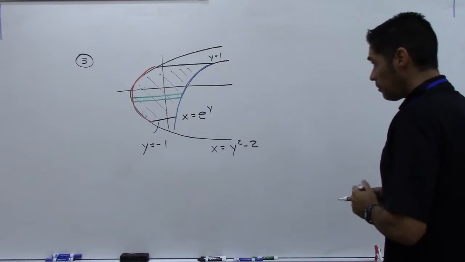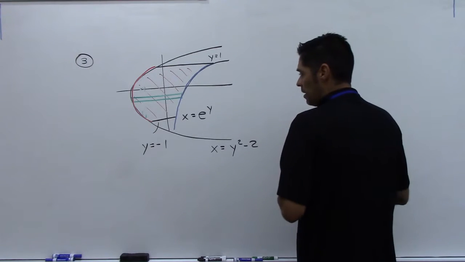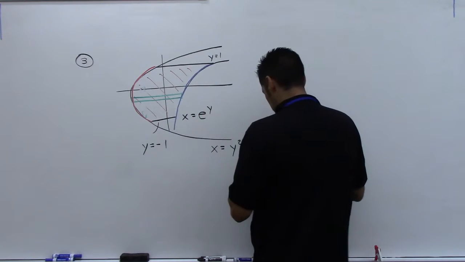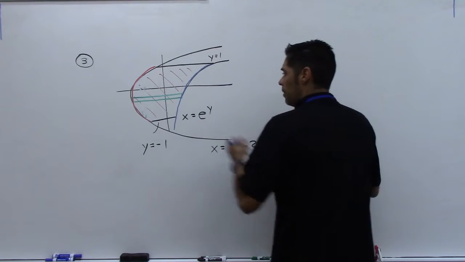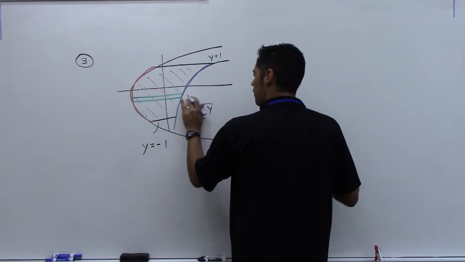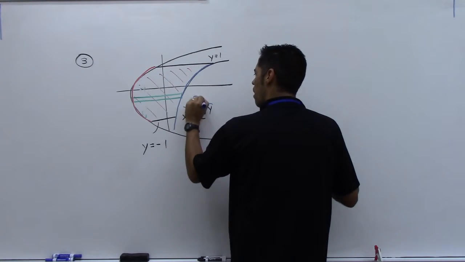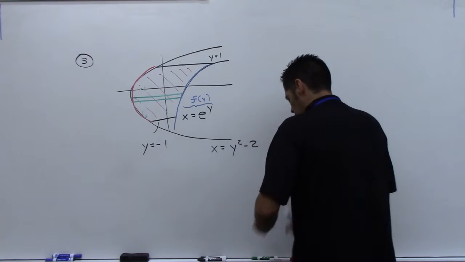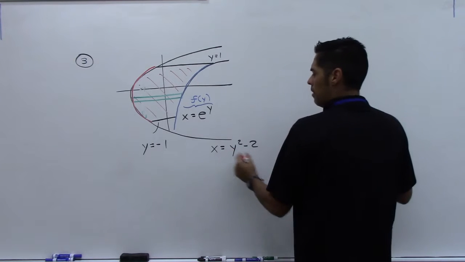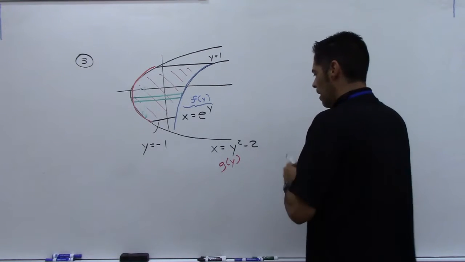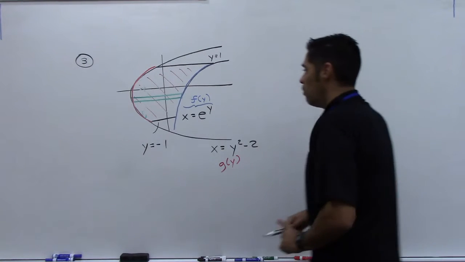So I'm gonna have to look at these as functions of y instead of x. I'm gonna call this one right here, the blue one, f of y, because it's the one on the right side. And then I'm gonna call the red one over there, which is this one right here, g of y. And so we have the same exact principle that we did before.